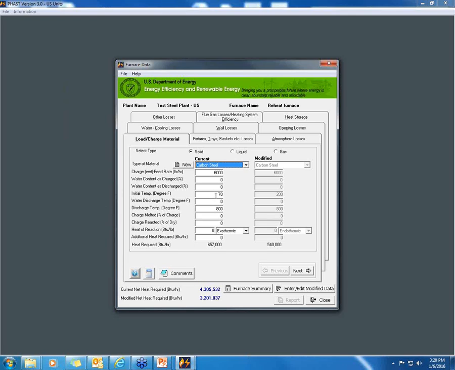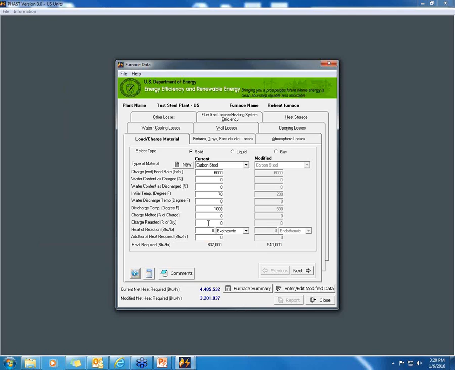This is cold charging. This is a reheat furnace. Let's say it's going in at 70 degrees Fahrenheit. Water discharge temperature, let's not worry about it. Discharge temperature is the discharge temperature for this carbon steel. Let's say we are discharging it at 1000 degrees Fahrenheit. I don't know the exact temperature there, but let's just say 1000 degrees Fahrenheit. And charge melted, in this case, we are not melting anything. We are just reheating carbon steel from 70 degrees Fahrenheit to 1000 degrees Fahrenheit.